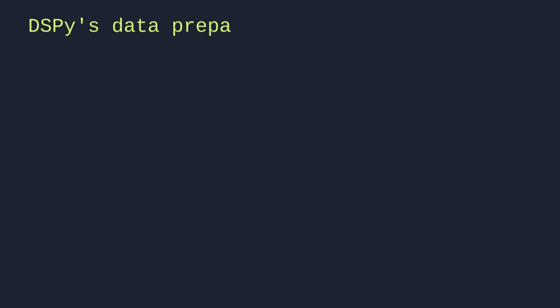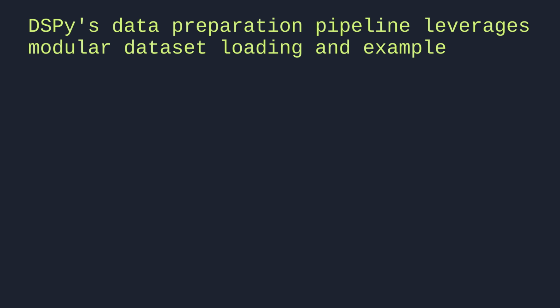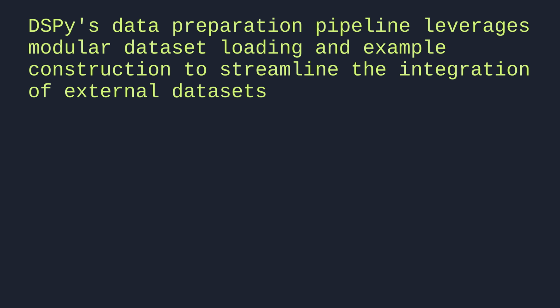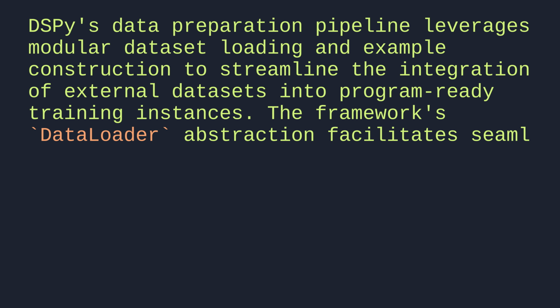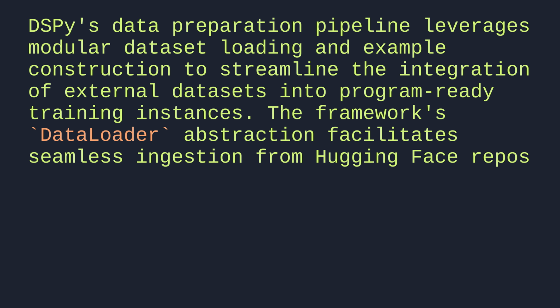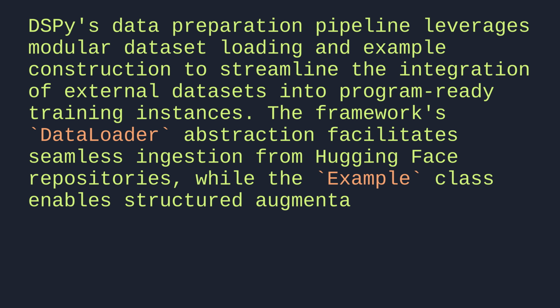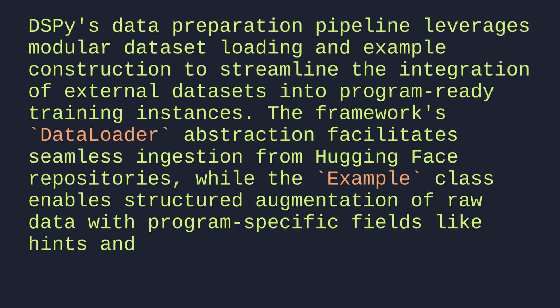DSPy's data preparation pipeline leverages modular dataset loading and example construction to streamline the integration of external datasets into program-ready training instances. The framework's DataLoader abstraction facilitates seamless ingestion from Hugging Face repositories, while the example class enables structured augmentation of raw data with program-specific fields like hints and labels.